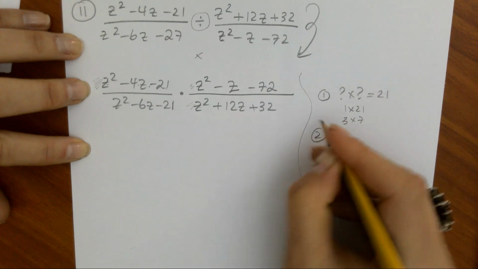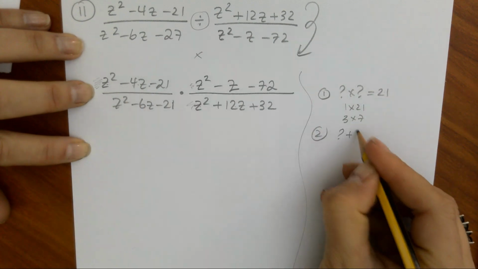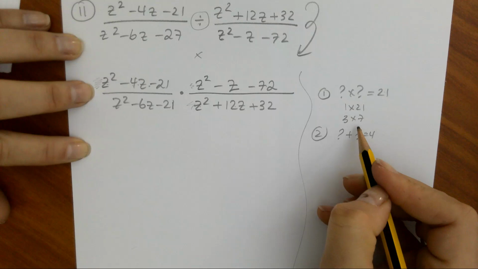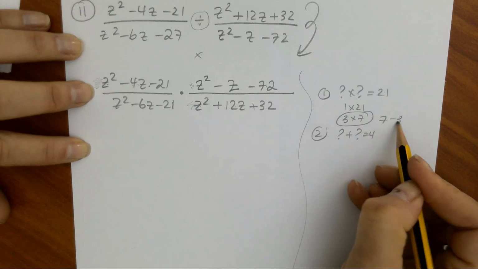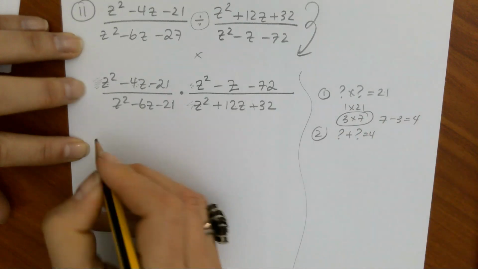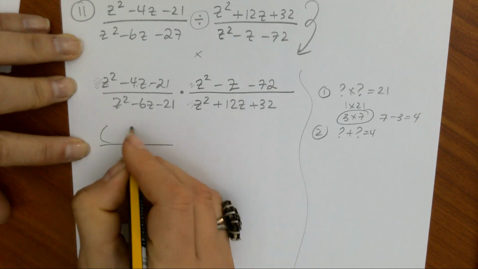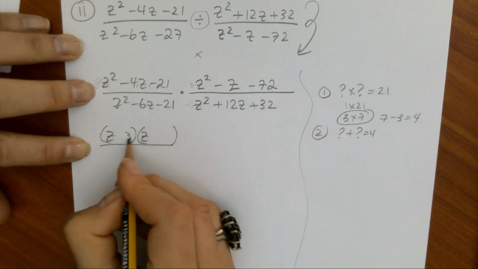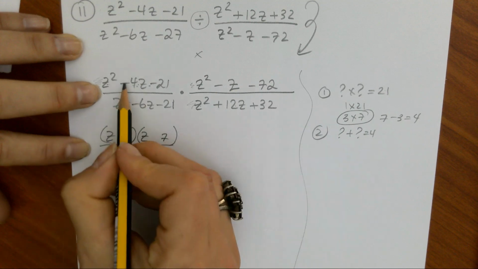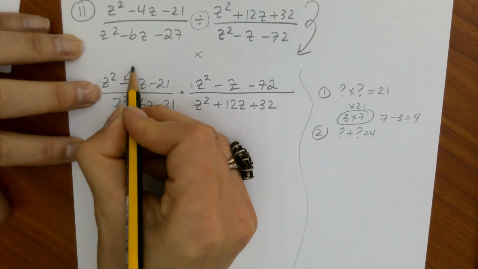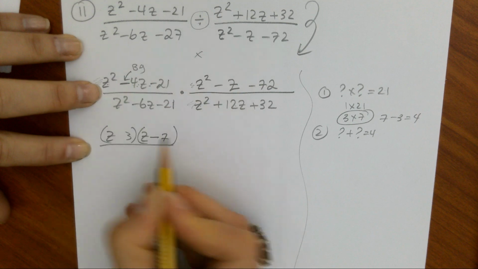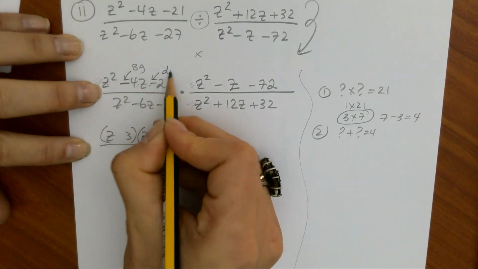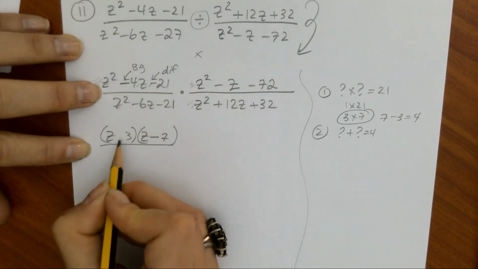Step 2, they have to equal 4. What plus what equals 4? This one, if I go 7 minus 3 equals 4. So here, 2 brackets, z, z. I'm going to use 3 and a 7. And this says the bigger one, 7's bigger. And this says they have to be different. So if that's negative, that's positive.